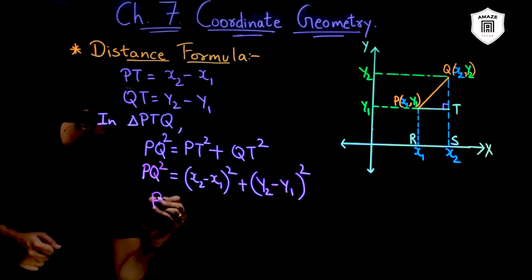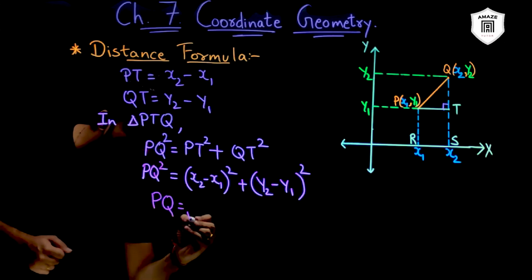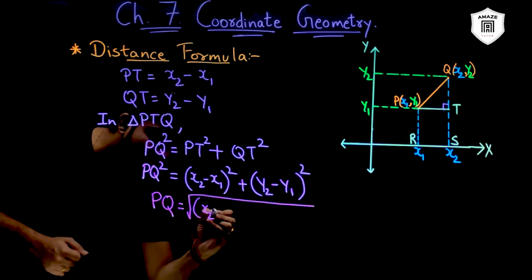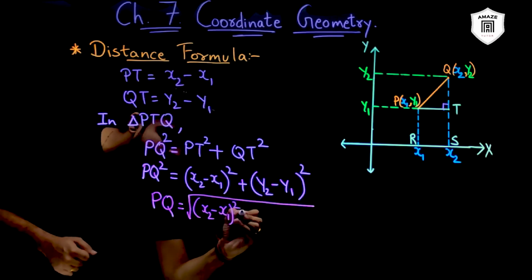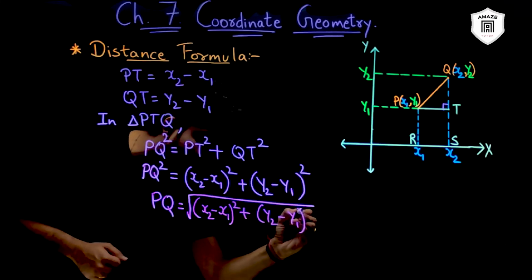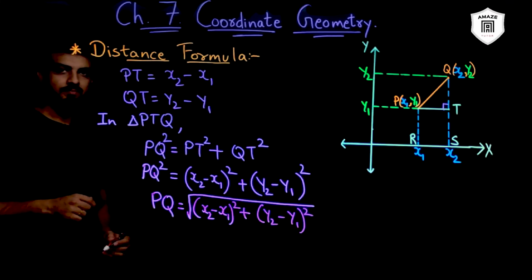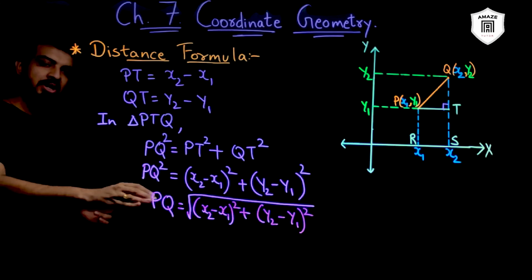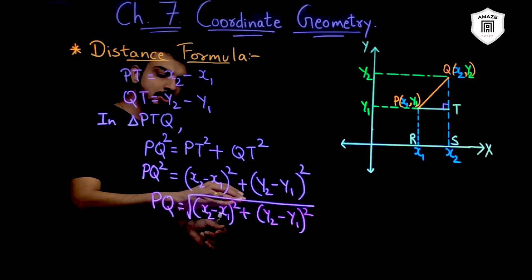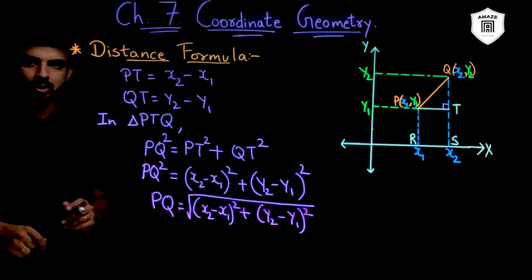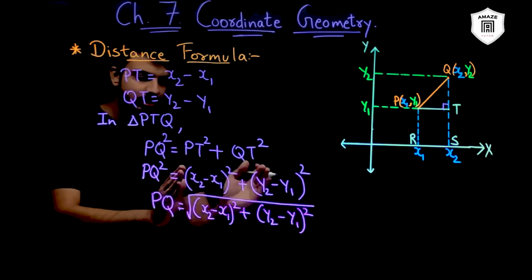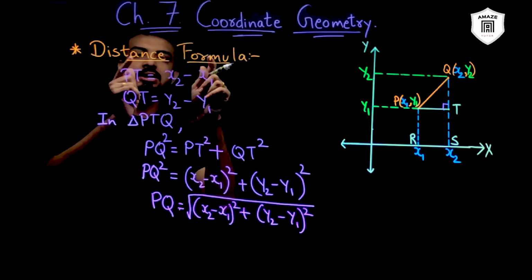So PQ is equal to square root of x2 minus x1 the whole square plus y2 minus y1 the whole square. So we got PQ as the square root of x2 minus x1 the whole square plus y2 minus y1 the whole square. So this is the distance PQ, and this becomes the distance formula.